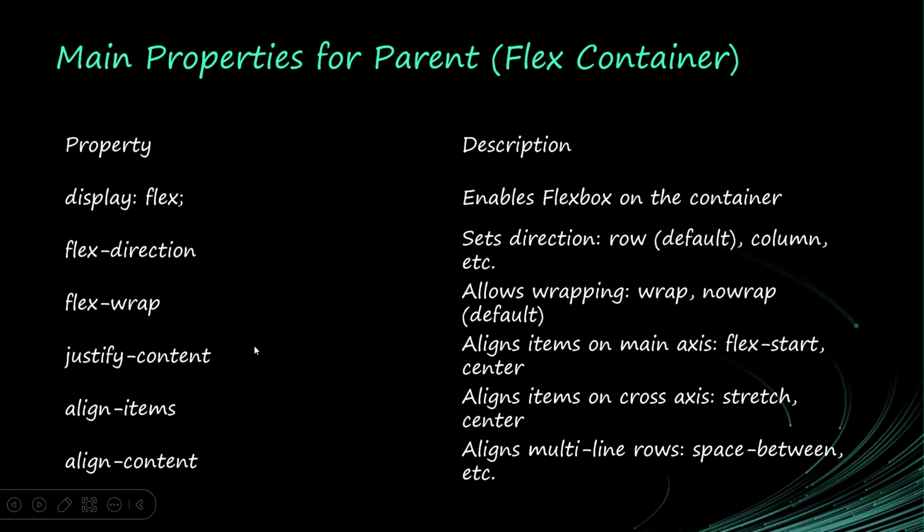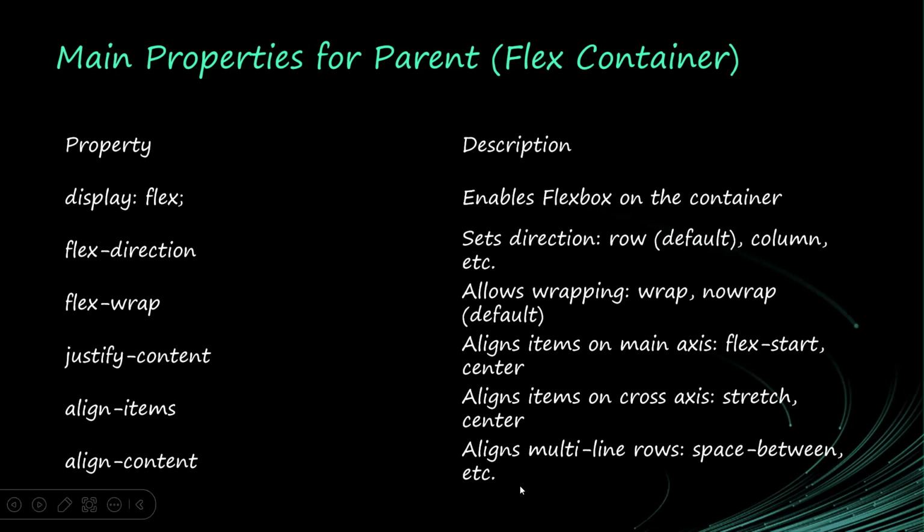So we also have another property, justify content. Now, this justify content aligns items on the main axis. So how do you want them to be aligned? We have different values. We have flex start, we have flex end, we have center, we have space between, we have space around. So now let's take them one by one. By default, it is flex start.